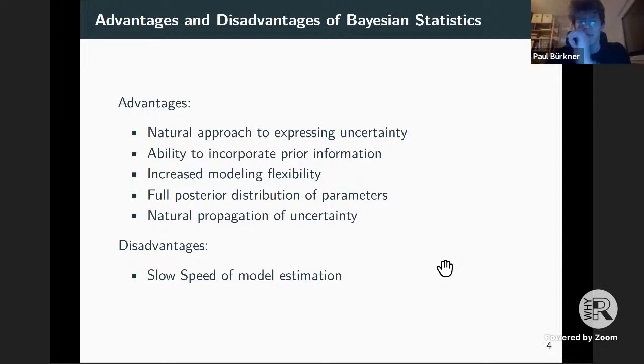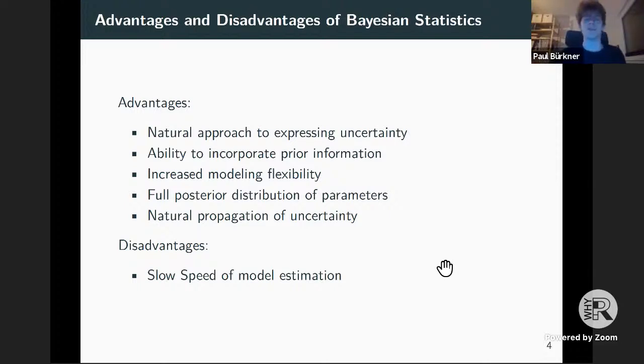So in Bayesian statistics, one advantage for me is that we have a natural approach to expressing uncertainty, which is using probability distributions and generally probability. That is, all the uncertainty in our data, in our parameters, perhaps even in our models, is expressed through probability, which I think is intuitive. We have the ability to incorporate prior information, for instance, expert knowledge in our models, but we don't have to. That is, we can also choose not to use that kind of prior information and only specify weakly informative priors that basically don't add much information to the models.